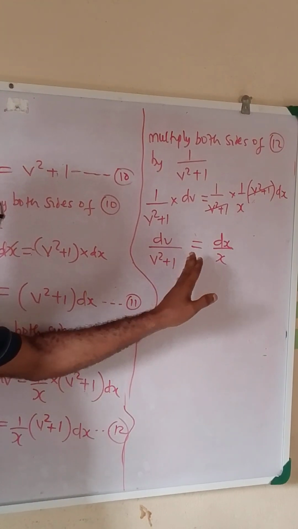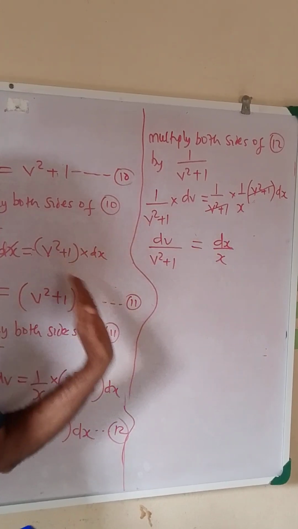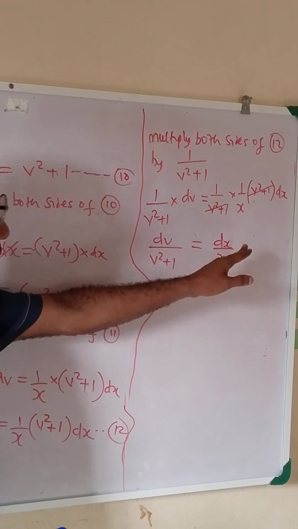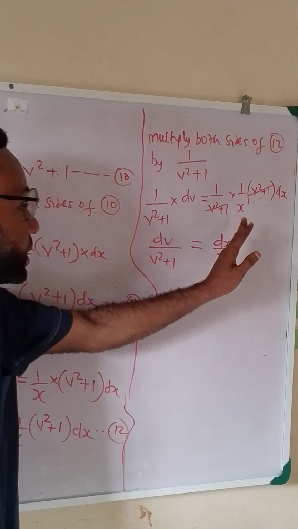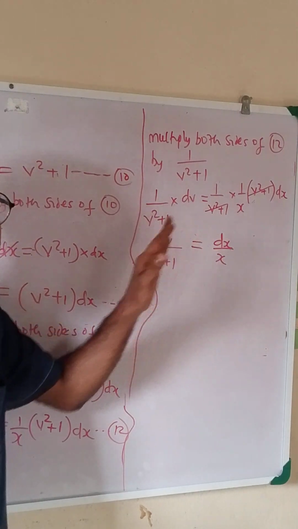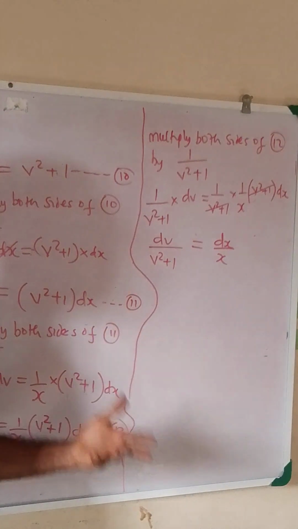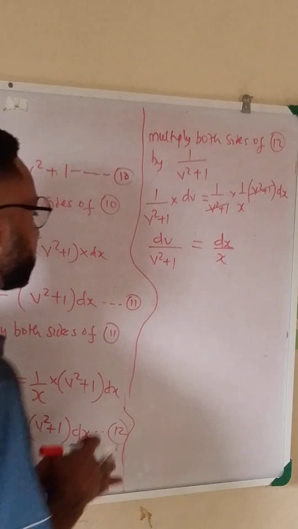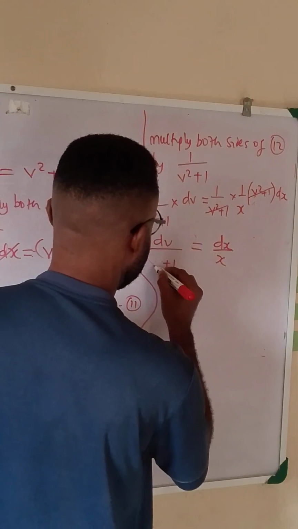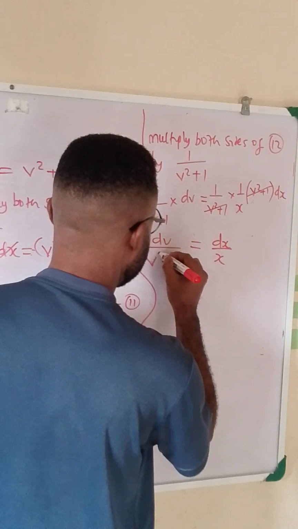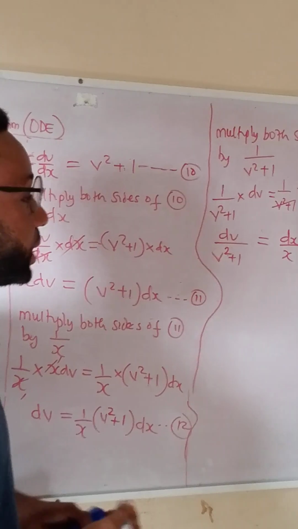We've been able to ensure that everything that has to do with v stands on the left-hand side, and everything that has to do with x stands on the right-hand side. So at this point, we can now introduce our integral sign. Let me write this properly. We can now integrate.